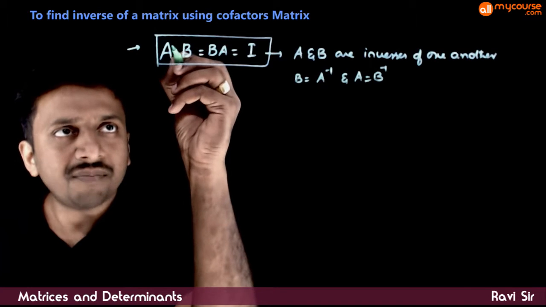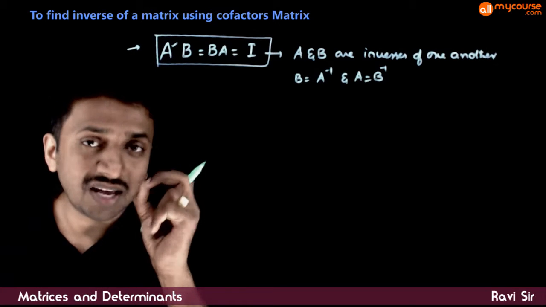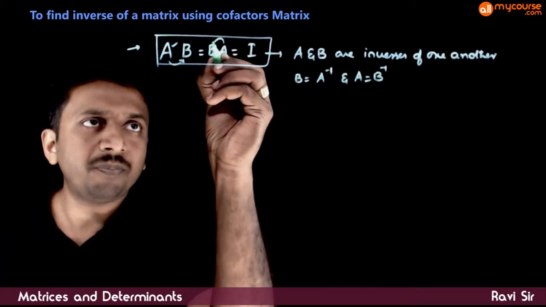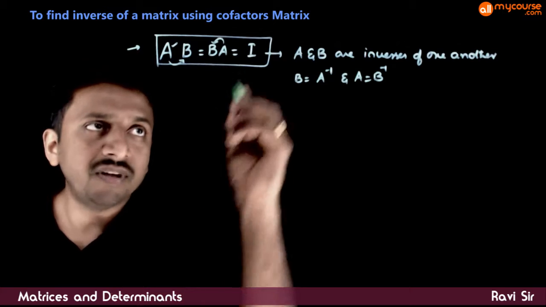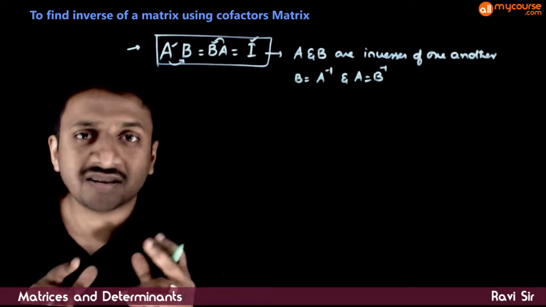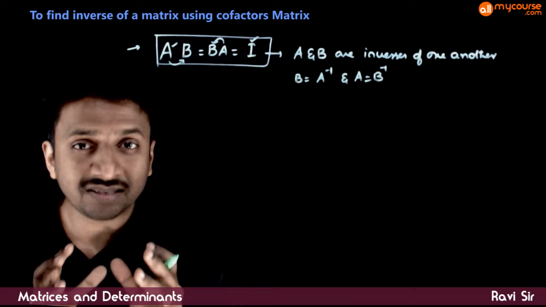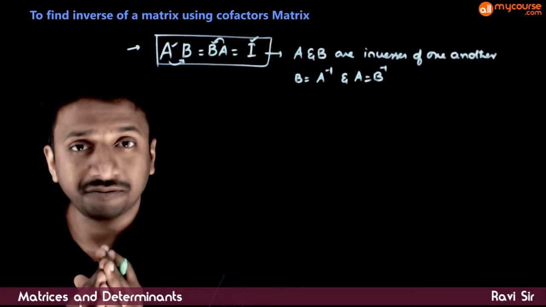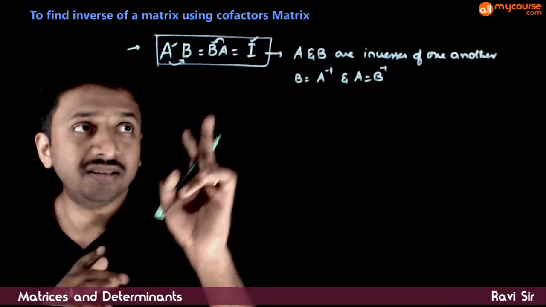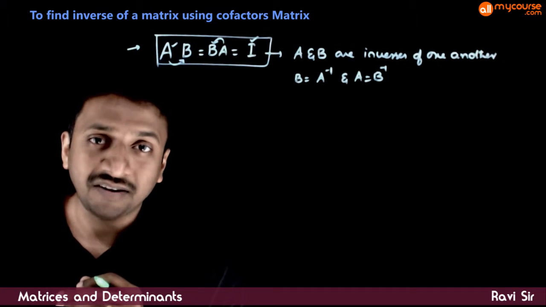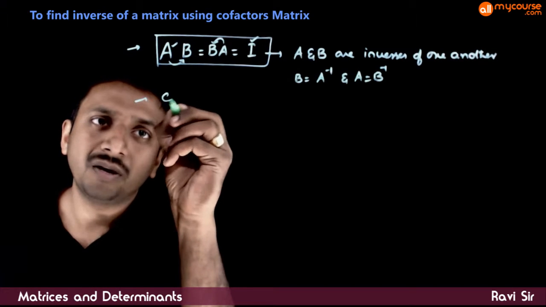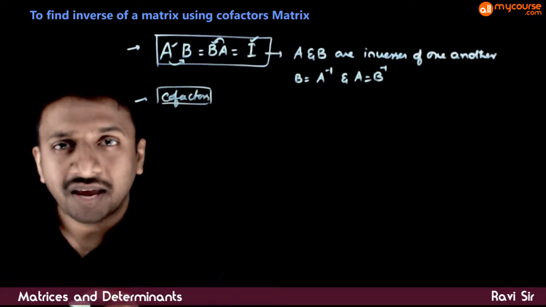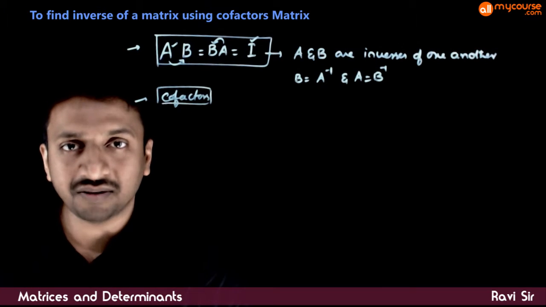So if you have a given matrix A, what is such a matrix which when post multiplied with A or pre multiplied with A always gives the identity matrix as the product? If you can find such a matrix, that is called the inverse matrix. Now let us try to find the inverse of a matrix using the concept of cofactors. First let us look at an example and then let us try to generalize the method.